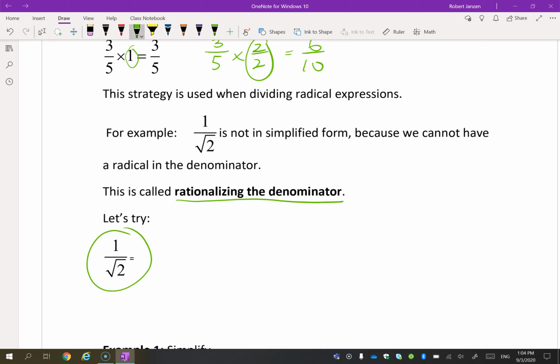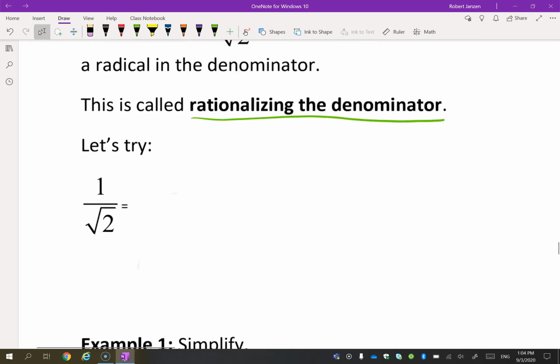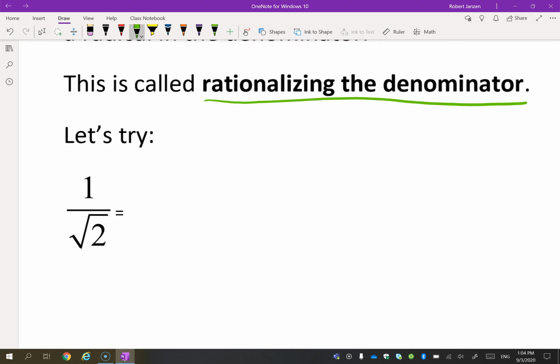When I see this, it means 1 divided by root 2. This means I have a fraction. It is division, but I can't leave it like that because there's a radical in the denominator. So what I'm going to do is multiply by 1. I'm going to multiply by root 2 over root 2, which equals 1, and the reason I'm choosing that is because that's what I see in the denominator.